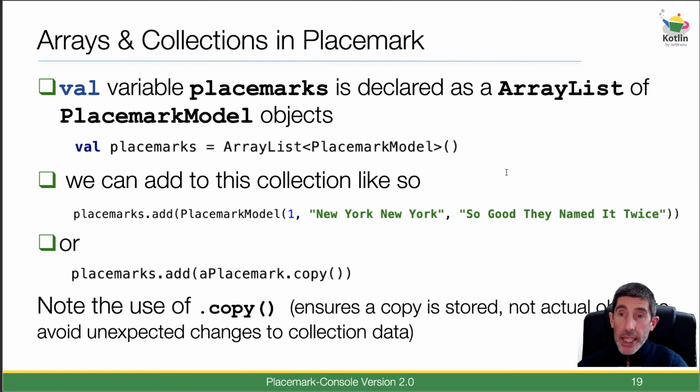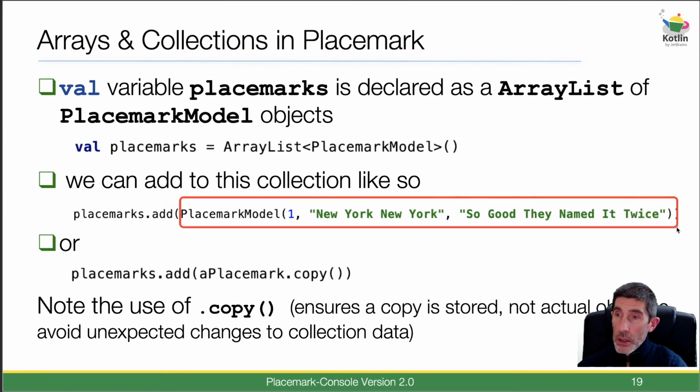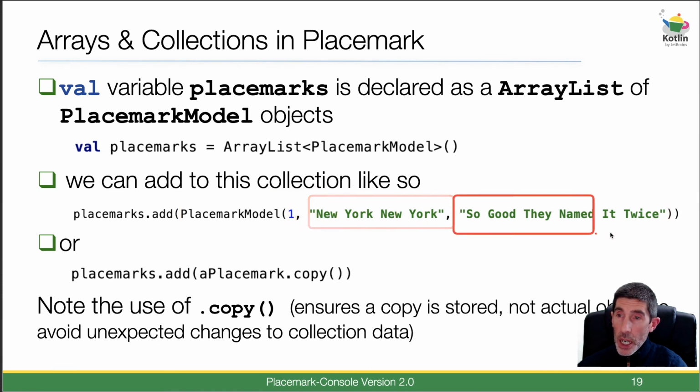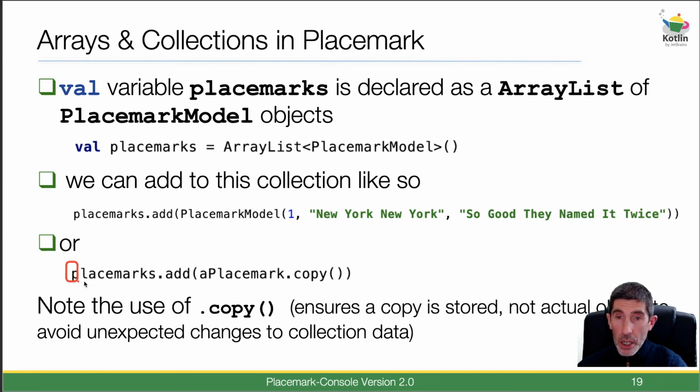We can add to this collection like so. We would have seen examples that are the same as the Java collection classes, because that's essentially what they are. We're saying placemarks.add. Here we are kind of hard coding in a value, our placemark model, just giving it a default ID and some properties, a title and a description. Or, as we saw in our add, where we've gotten information from the user, we can say our placemarks.add and then that local object that we created.